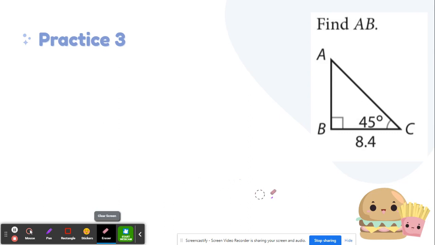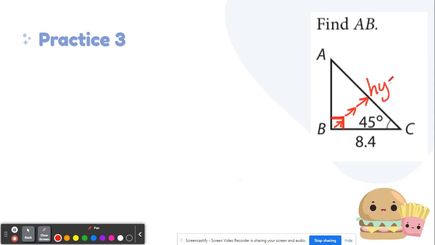So for the next one, we have find AB. I'm going to do this in order. Always trace over, make that arrow, because the 90 always points to the hypotenuse. Identify the angle they actually did give you, which is 45, because you cannot use the 90, and you have your opposite. Then the only side left that you did not label yet should be your adjacent.